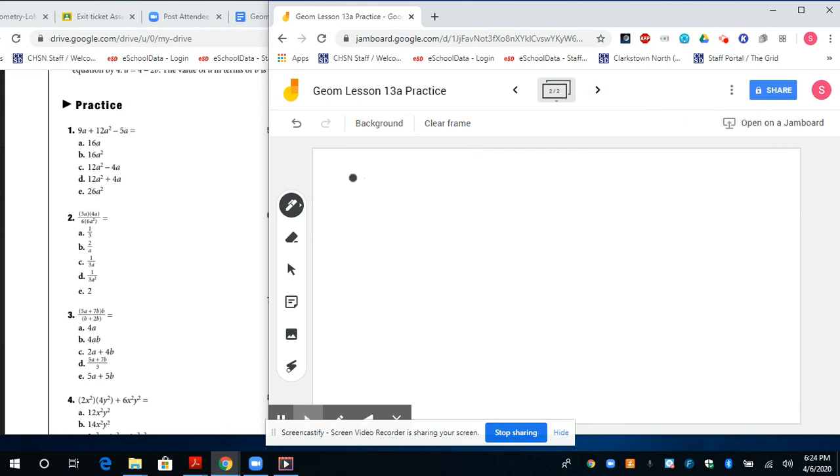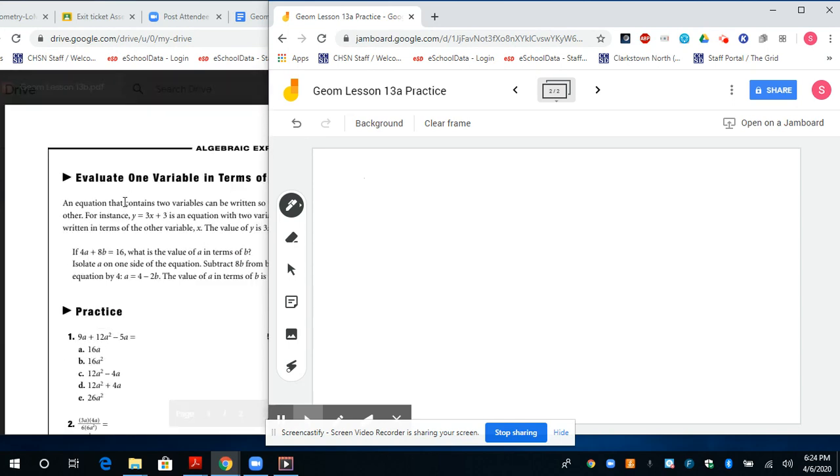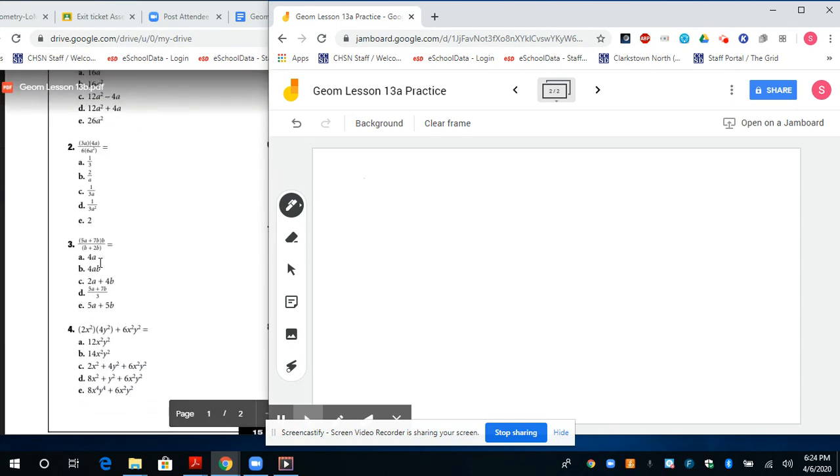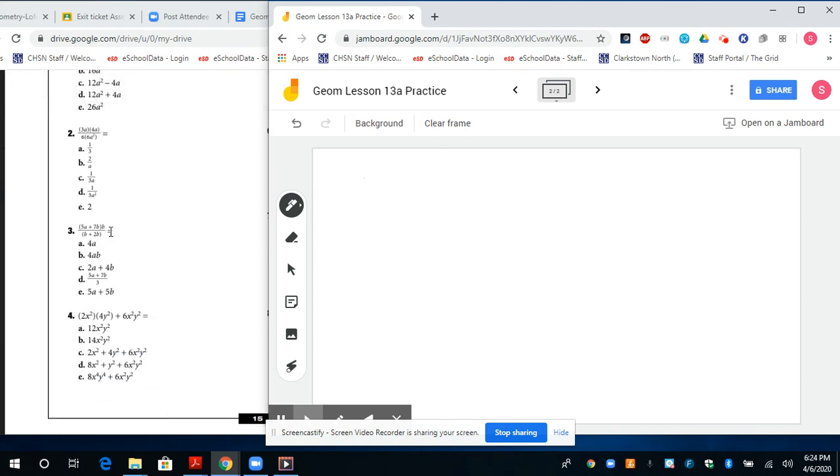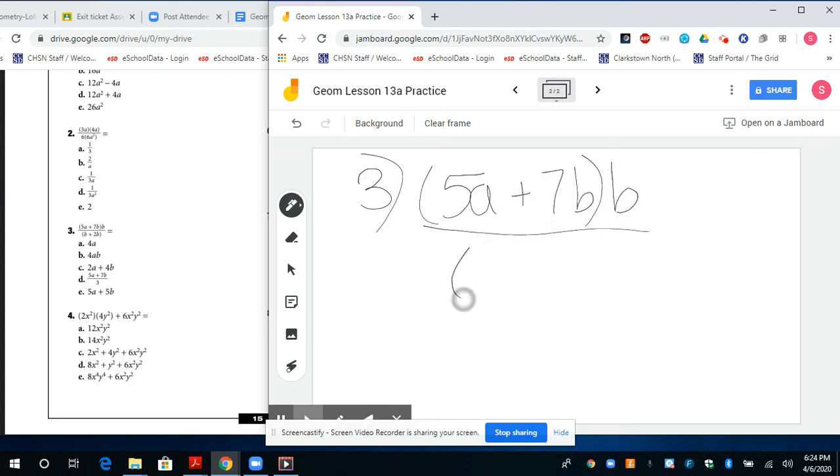All right, so number 2 you're doing for homework. Number 2 is multiplying. So look back at your multiplication notes on the top or what you took the other day. But let's try number 3. So 3 is 5a plus 7b times b, divided by b plus 2b.